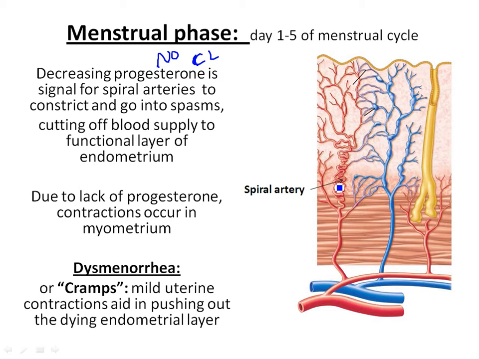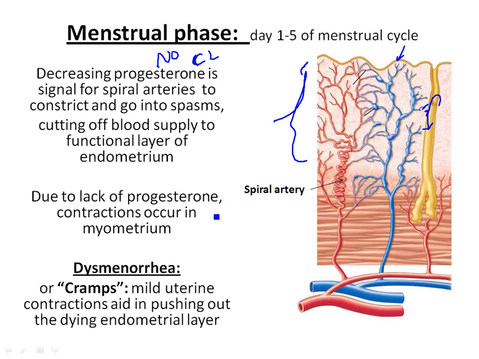So that cuts off the blood flow to all this tissue up here. And if you don't get blood flow, those cells will die. So the epithelial tissue dies. Most of these parts of these glands here will die. All of the connective tissue, all of that is going to die and slough off. You're going to see the menstrual flow.